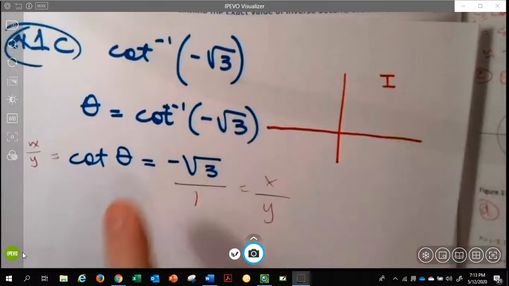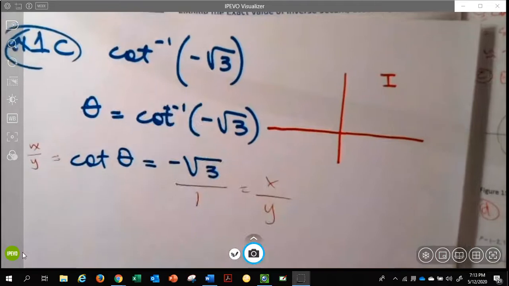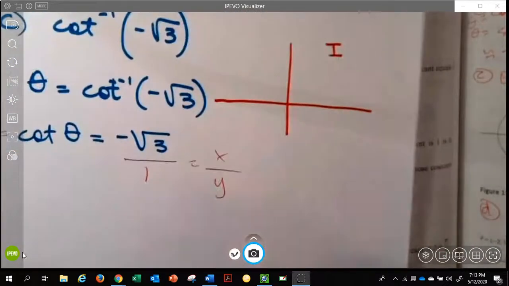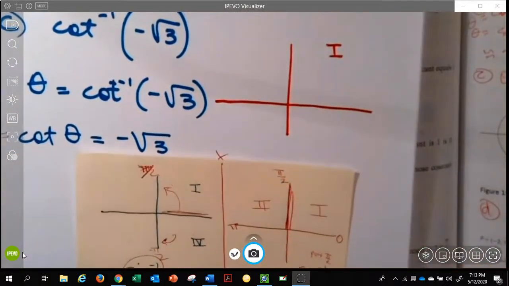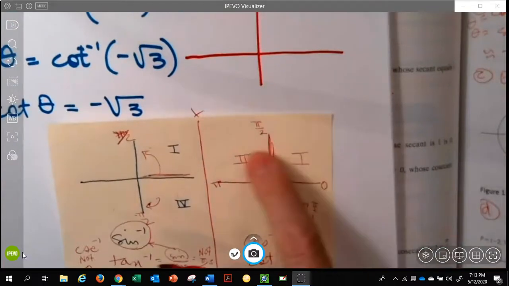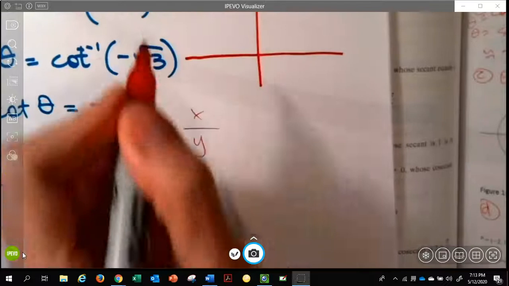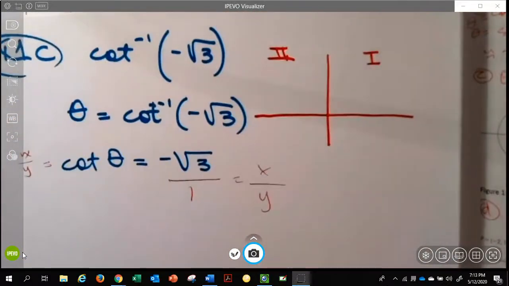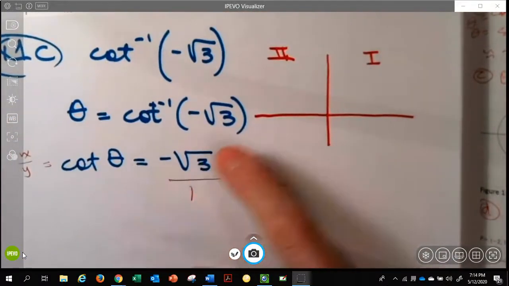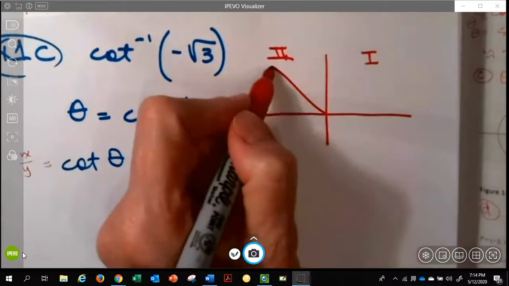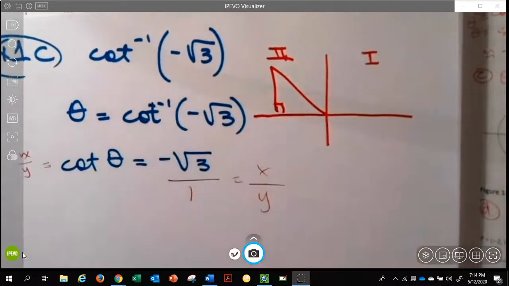I know that if I'm dealing with cotangent, it's related to my cosine, so that means I'm in quadrants 1 or 2. I'm going to go ahead and block my brain there that I'm in 1 or 2. And if I'm looking at a negative, it's not going to be quadrant 1, so my triangle, where I'm playing around with, is going to be over here in quadrant 2.